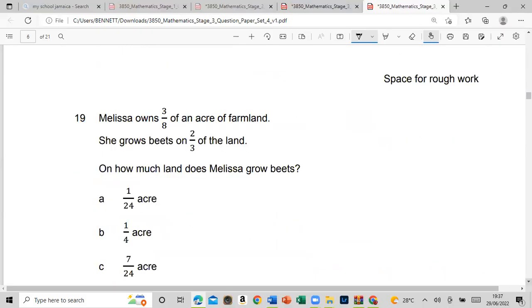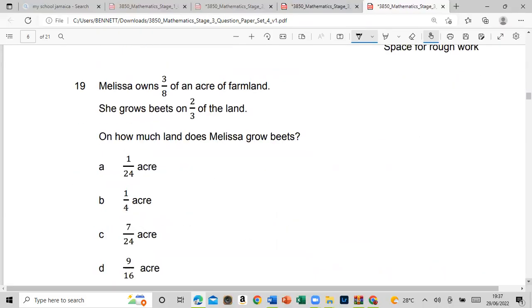Now Melissa owns 3/8 of an acre of farmland. She grows beets on 2/3 of the land. How much land does Melissa grow beets on?